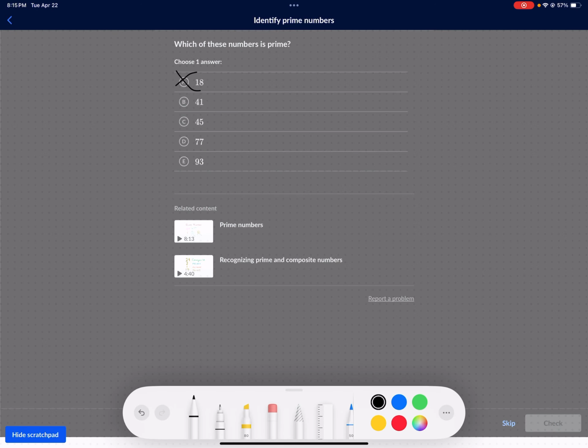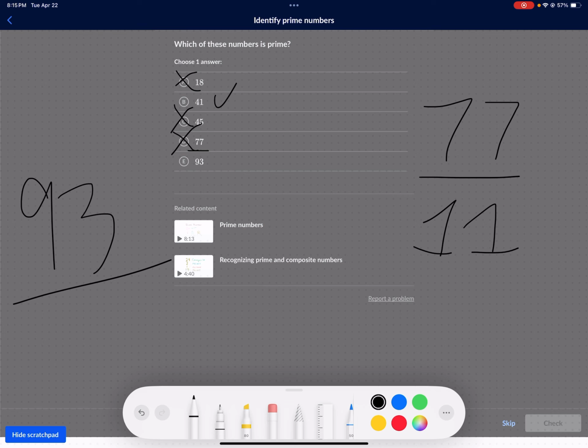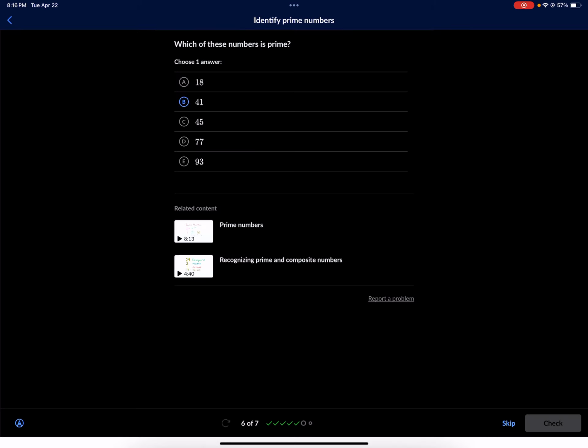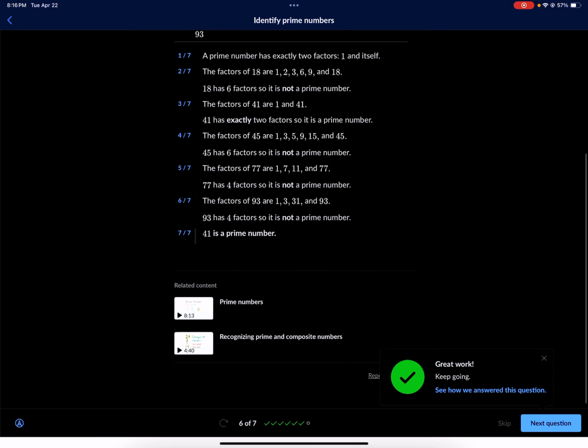Okay, so let's see. That's even. Ends in 5. I did say last time that 41 is prime, so this one I know is correct, but just to validate it. Ooh, another thing. If a number has 2 of the same digits in the ones and the tens place, it's going to be divisible by 11 no matter what. D is out. And then 93 is divisible by 3, so 31. So 41's our answer.